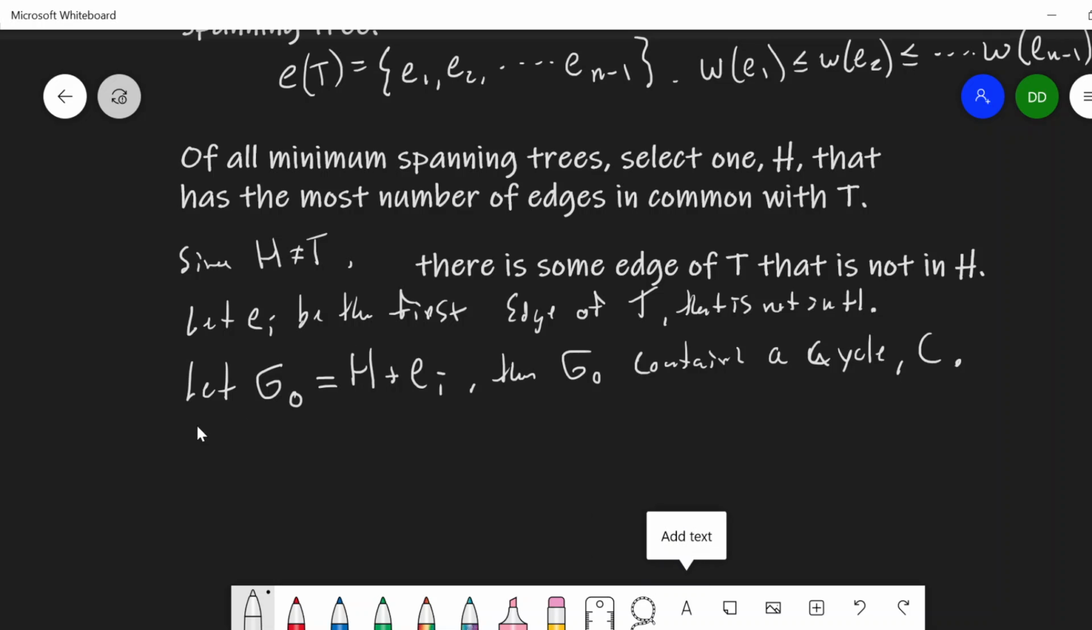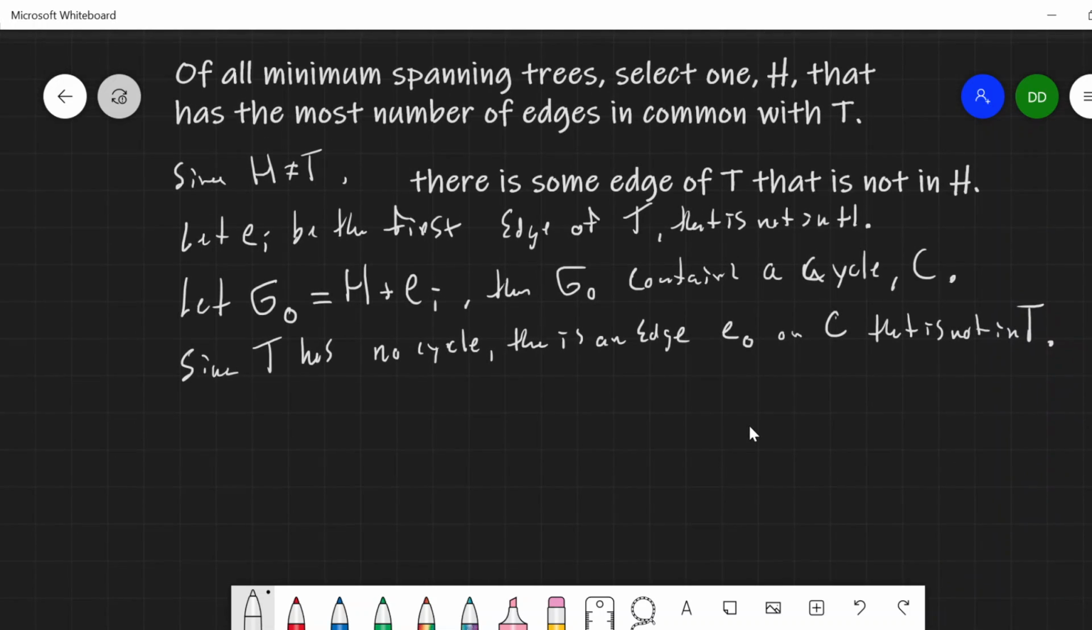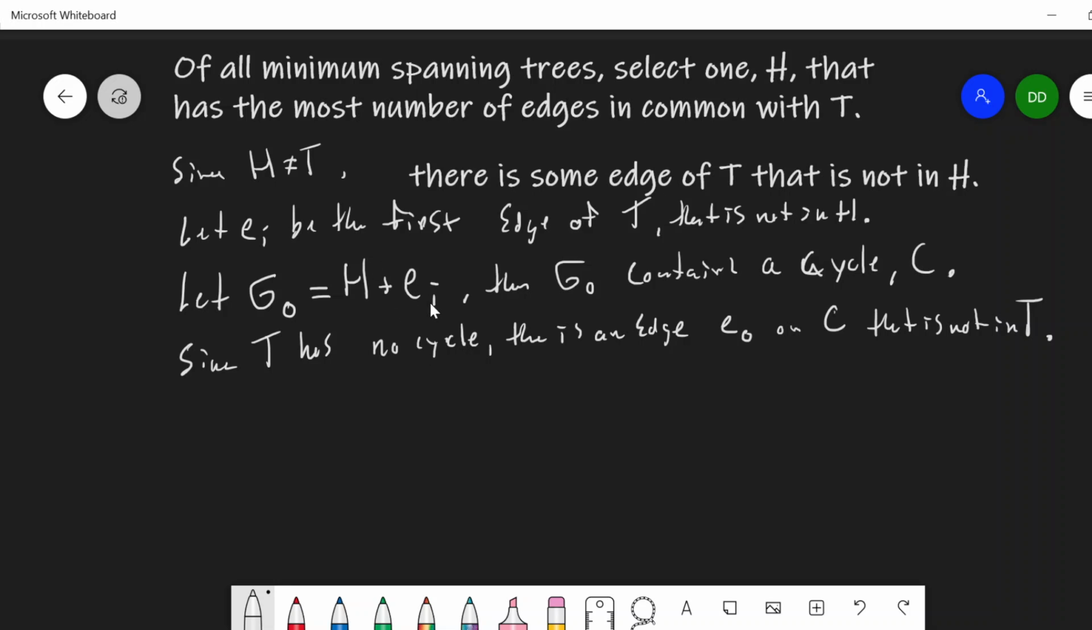So let's see. We know that T doesn't have a cycle. Since T has no cycle, there is an edge, E naught, on C that is not in T. Right, so I added this edge that was in T, E sub i, to H. That produced a cycle. I'll look at that cycle, and I know that since T doesn't have a cycle, there's some edge on that cycle that's not E sub i, and moreover, it's not in T. So this edge E naught is not in T, and what I'll do is remove it from G naught.